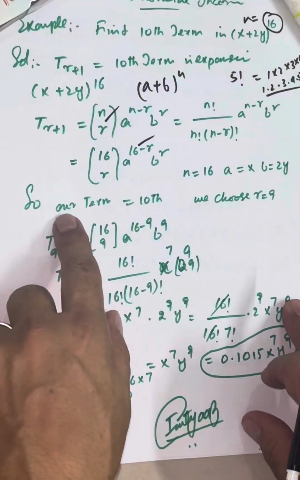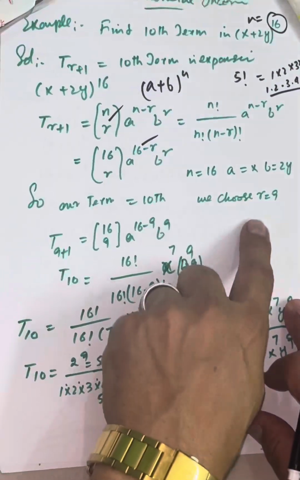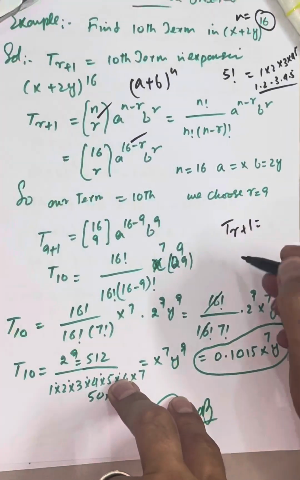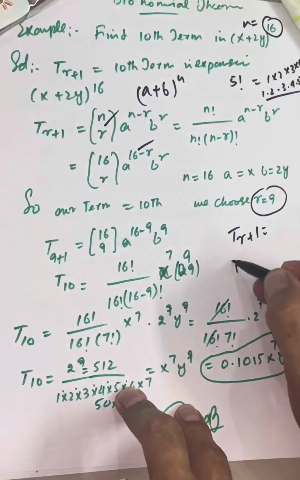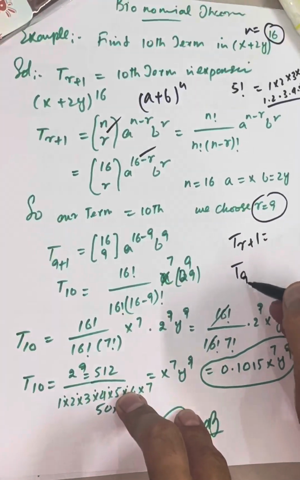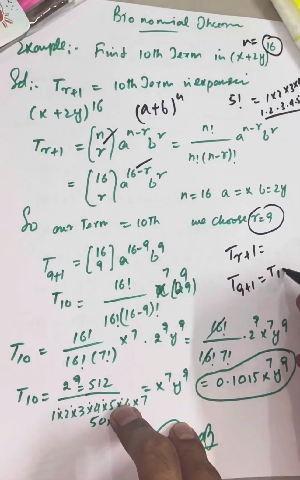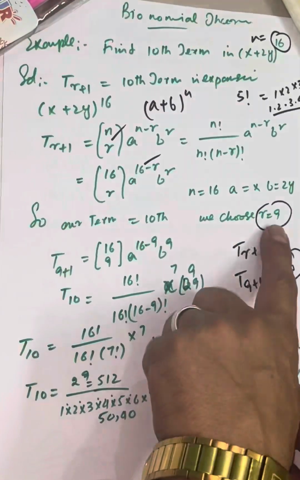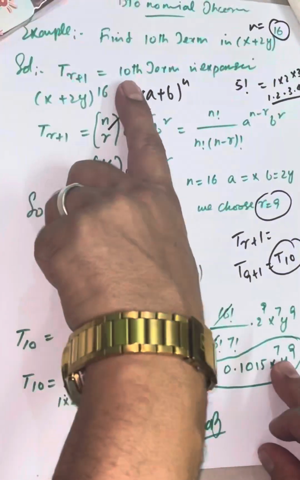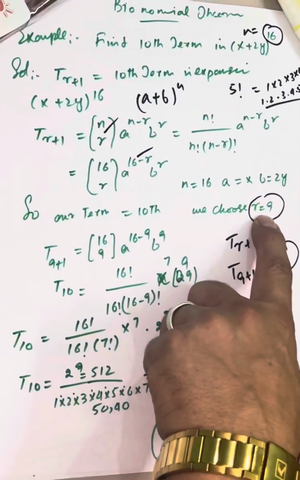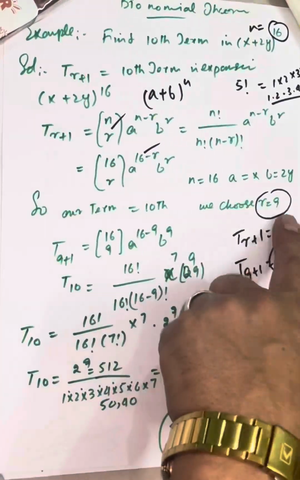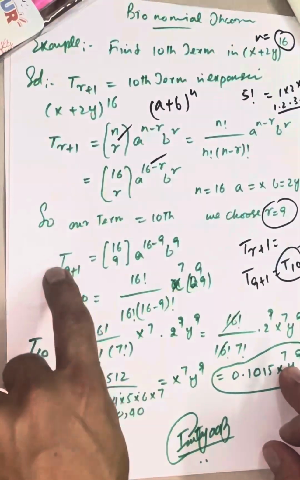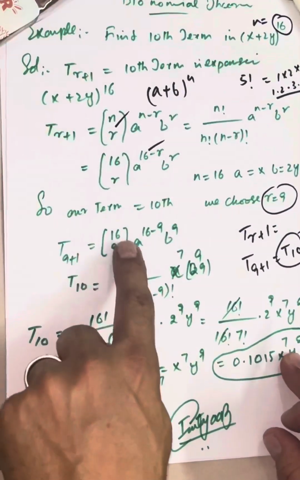So our term is the 10th. So we choose r equal to 9 because of T r plus 1. When we choose r equal to 9, it means 9 plus 1. This is an exam question, and it's very important. We are going to find the 10th term, but we have to choose r in the general term. r is equal to 9. So here is 16 choose r, 9 plus 1. T r with 9 plus 1 becomes T10.